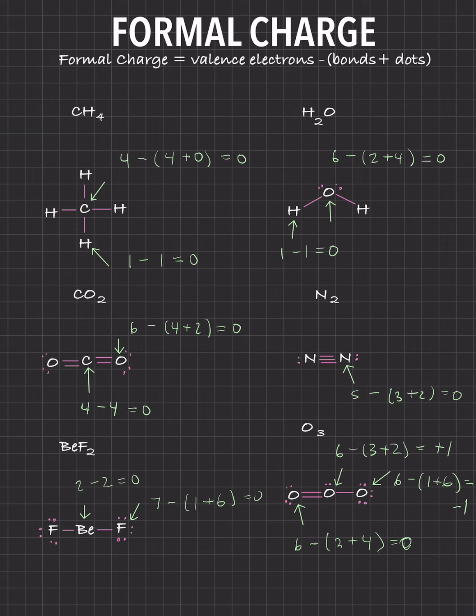So just to show you that just because it's the same element does not mean it's going to have the same formal charge. It depends on how many bonds and how many dots you have, as well as obviously the element of how many valence electrons it has. So again, formal charge is equal to valence electrons minus bonds plus dots.